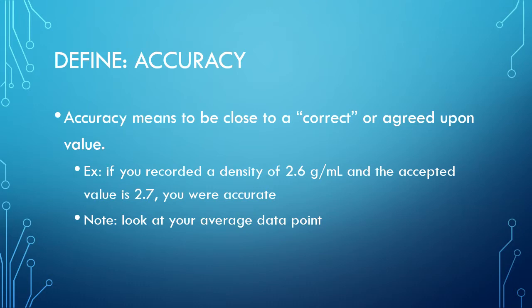For example, if you were performing a lab where you recorded the density of an object and you recorded a density of 2.6 grams per milliliter and the accepted density for that object is 2.7, then you were accurate. You are pretty close to the correct answer. A thing to note, when you're dealing with accuracy, you should always look at the average of your data points. If you only have one, of course, that is the one you are comparing, but if you have multiple, you should consider the average of those data points when looking to determine if you are accurate.